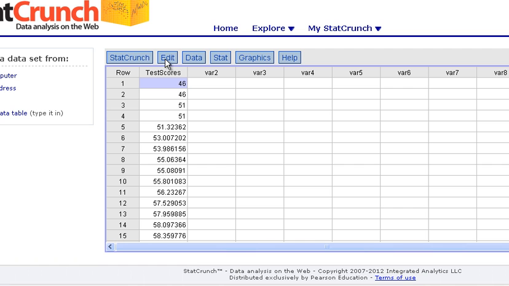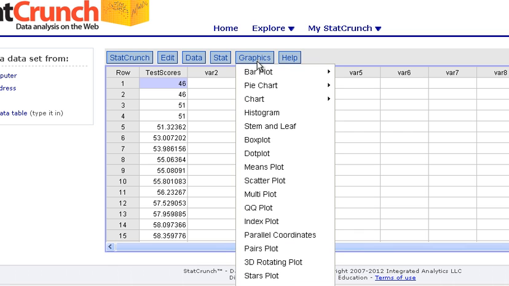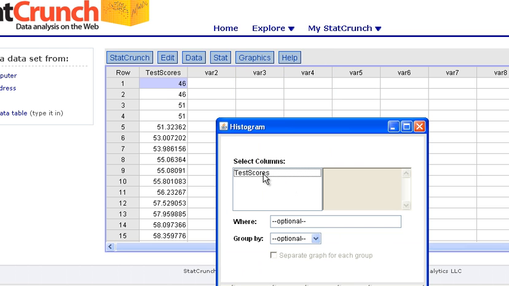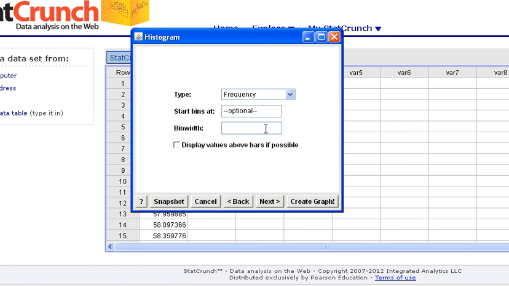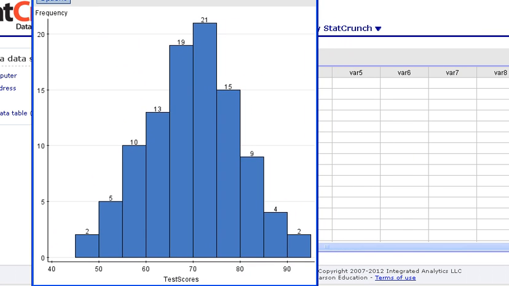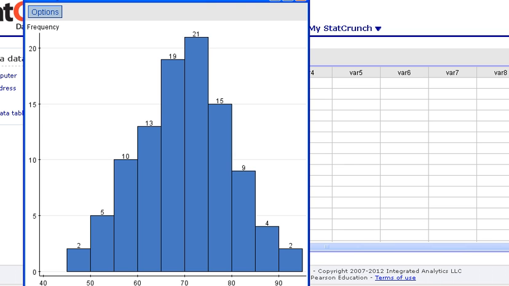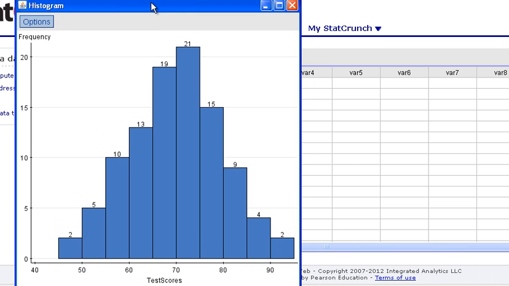So if we're in StatCrunch and we have test scores from a certain test, I can make a histogram of those test scores. Okay, so here's my histogram, and if you were going to describe this histogram, you might say that it's normally distributed. And you can also answer questions. These are 100 students, and the number in the height of the bar is represented by these numbers right here.